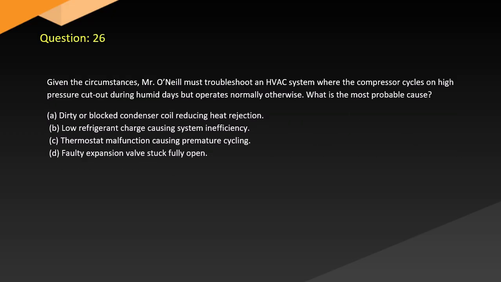Question 26. Given the circumstances, Mr. O'Neill must troubleshoot an HVAC system where the compressor cycles on high pressure cutout during humid days, but operates normally otherwise. What is the most probable cause? A. Dirty or blocked condenser coil reducing heat rejection. B. Low refrigerant charge causing system inefficiency. C. Thermostat malfunction causing premature cycling. D. Faulty expansion valve stuck fully open.